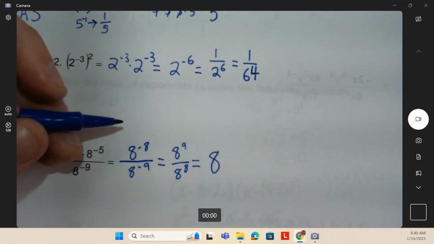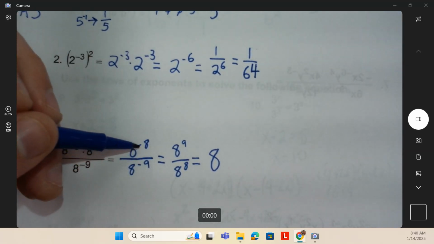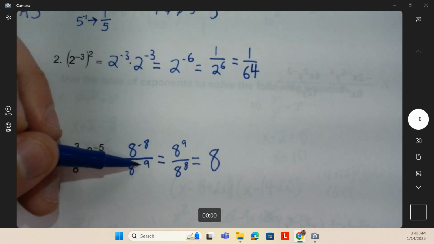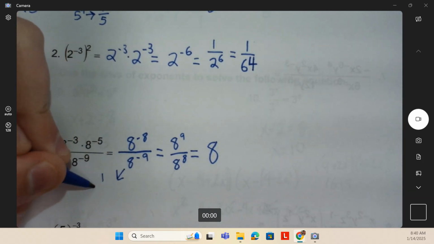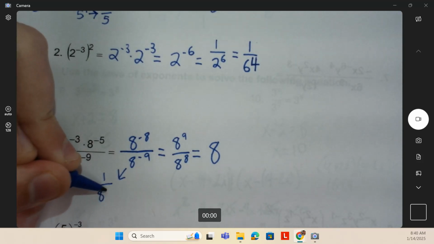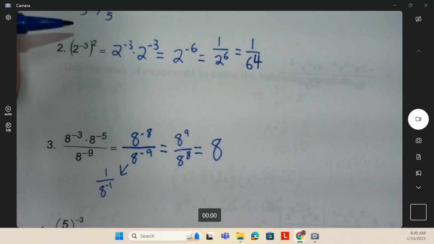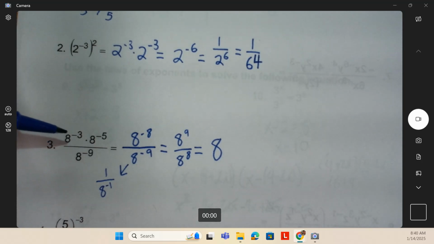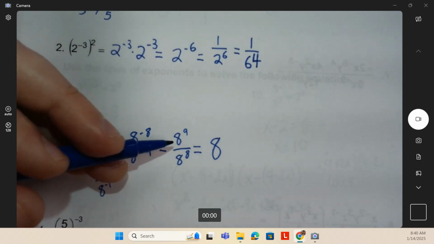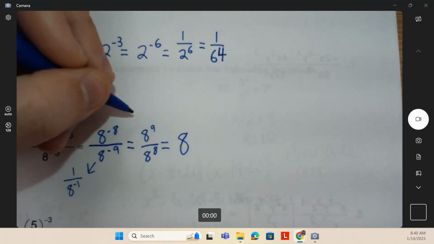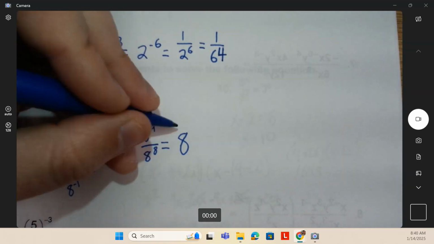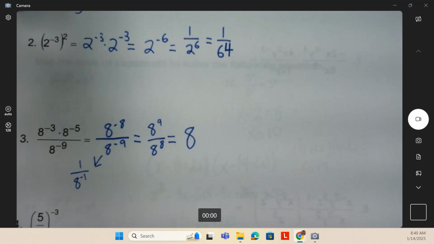Other way to think about it is I could go ahead and do negative 8 minus negative 9, and if I did it from there, I'd end up with 1 over 8 to the negative first, and that would swap that way. You could also, from here, actually write out 9 eighths on top and 8 eighths on bottom, and cancel them all out and just have 1 left.